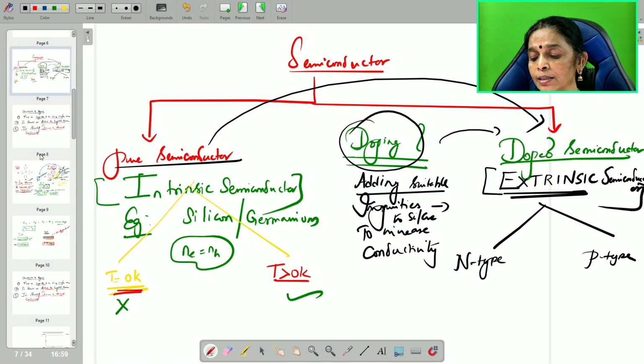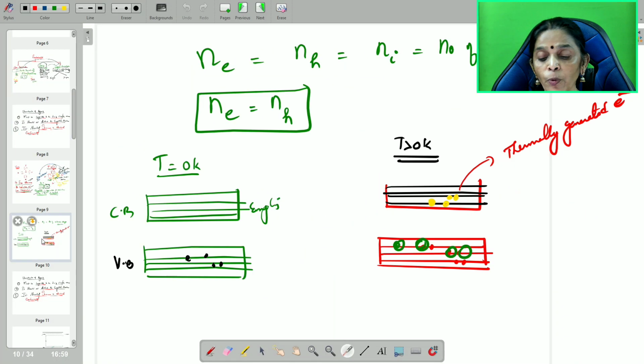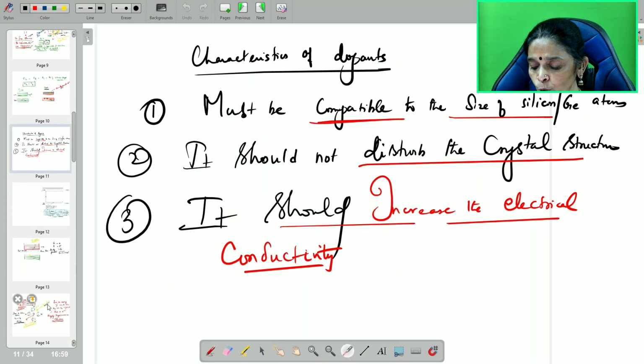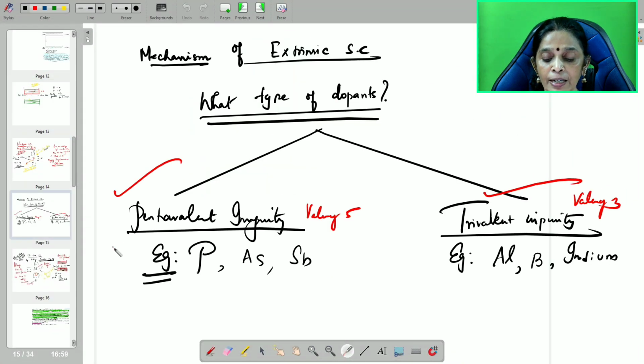And the characteristics of the dopants we have seen already, but once again I will give you a recap. It should be compatible with the size of the silicon atom, it should not disturb the crystal structure, and it should increase the electrical conductivity. All these three criteria are met only with two types of impurities. What are the two types of impurities? N type as well as P type impurity. That is nothing but pentavalent impurity and trivalent impurity.